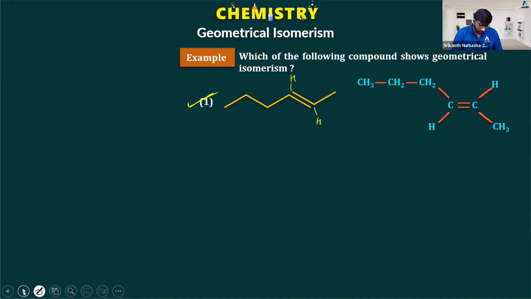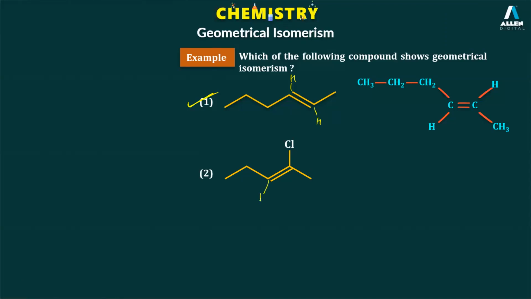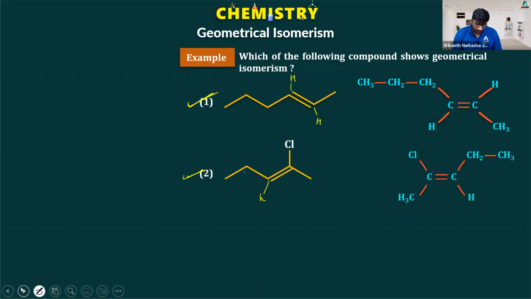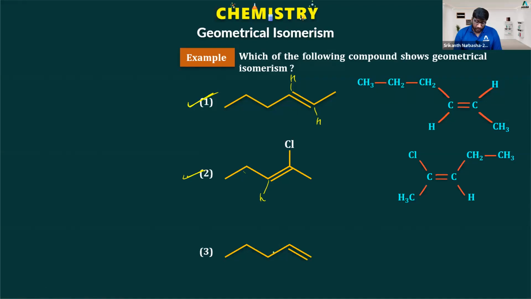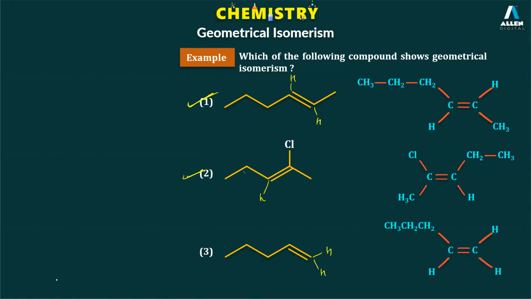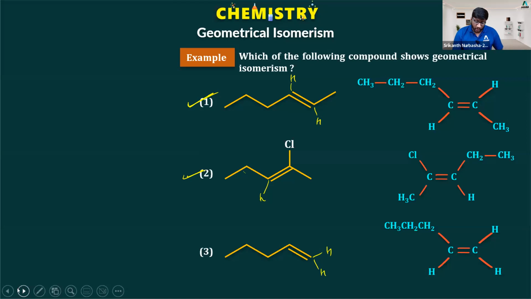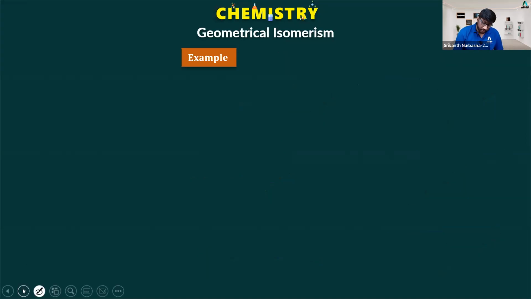What about the second compound? CH3 and Cl are different. Yes. H and CH3 are also different. So it will also show geometrical isomerism. Here, no, sir. It cannot show because to this particular terminal we have two hydrogens connected. Two same hydrogens, so that cannot show geometrical isomerism.